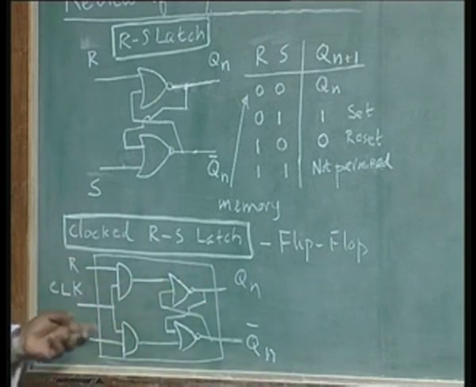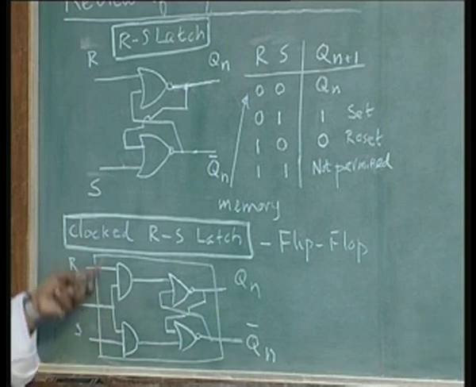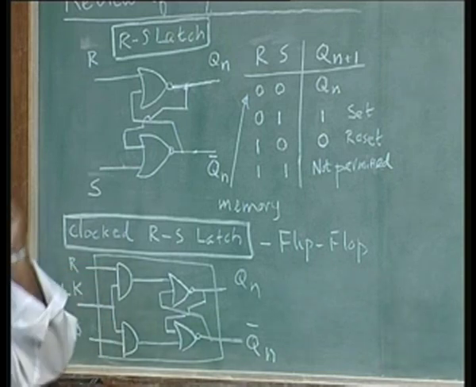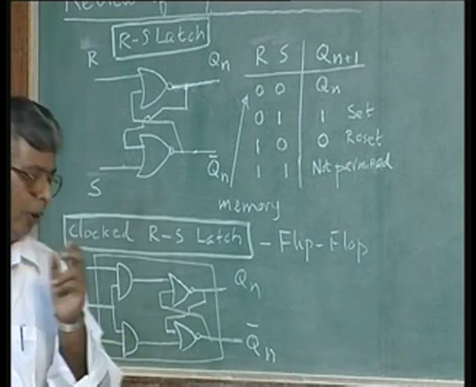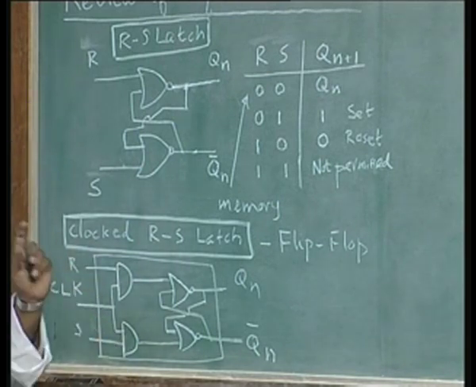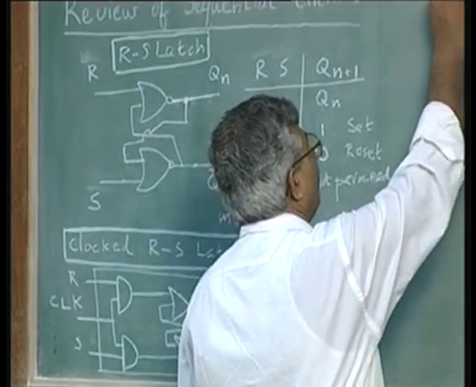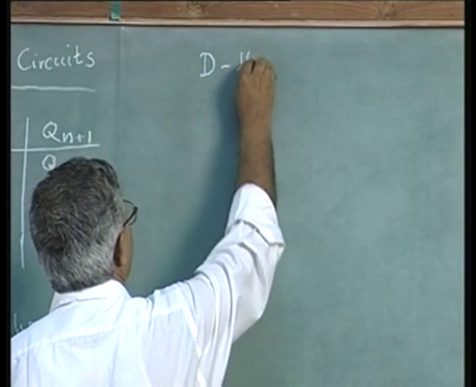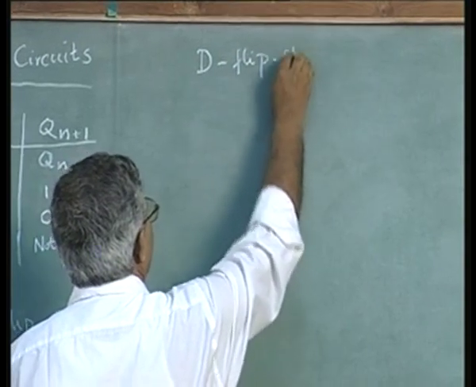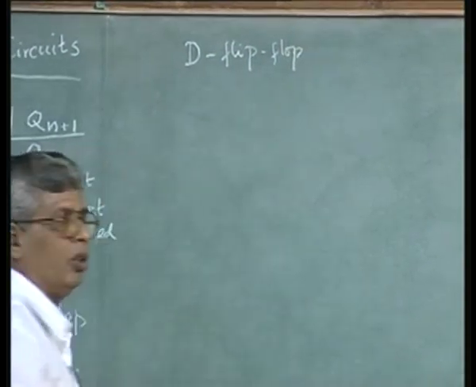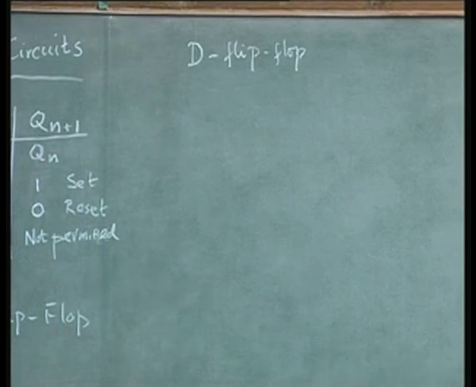Now, in order to make a 1, I need to put a 1 here and a 0 here. In order to get a 0, I will put a 1 here and a 0 here. 2 inputs need not be done, it is always complementary. So, why don't we do away with one of the inputs and have only one input? That is called a D latch or a D flip flop. We will call it D flip flop because once we have already introduced the clock concept, we can continue to call all the other circuits as flip flops.